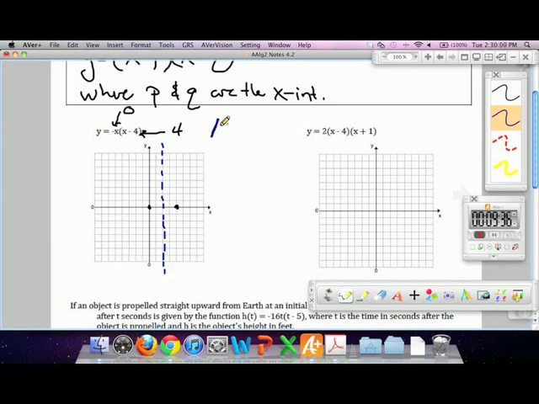So if the axis of symmetry is 2, what's the x-coordinate of the vertex? 2. So how are you going to find the y-coordinate of the vertex? Plug 2 into there. So the y-coordinate of our vertex should be at, let's see, y is equal to negative 2 times 2 minus 4. It's 4. So the y-coordinate's at 4. And holy cow, now it looks like we have a parabola being formed.